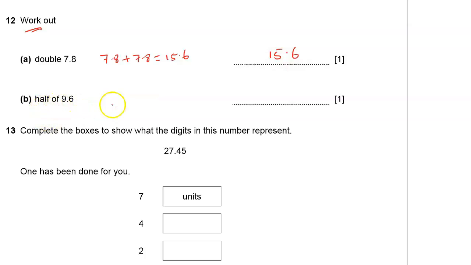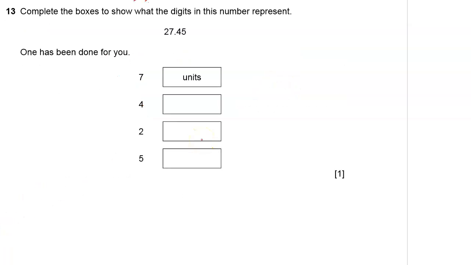12b, half of 9.6. Therefore, to get a half, you divide by 2. You can do the long division. 9.6 divide by 2. This will give you 4. 4 will give you 8 right there. Minus, we get 1.6. Therefore, what do we get to divide 1.6 by 2? You get 8. So 8 multiplied by 2, you get 1.6. Therefore, half of 9.6 is 4.8.